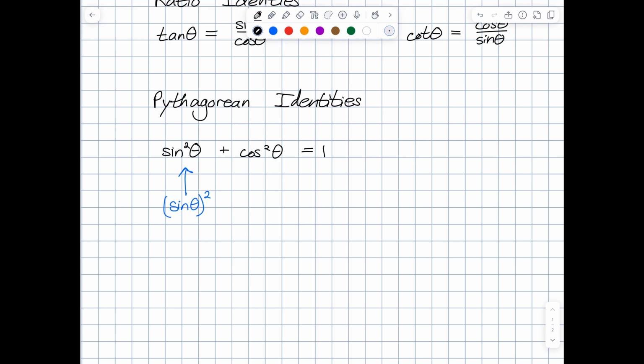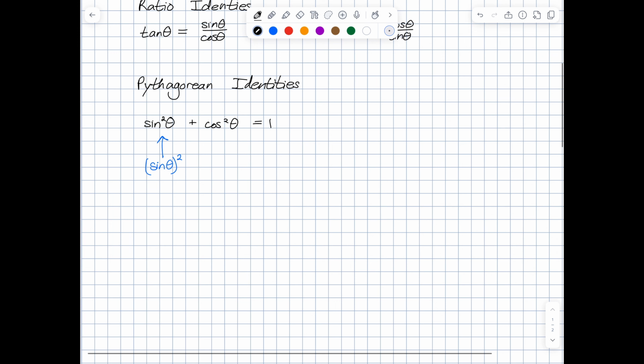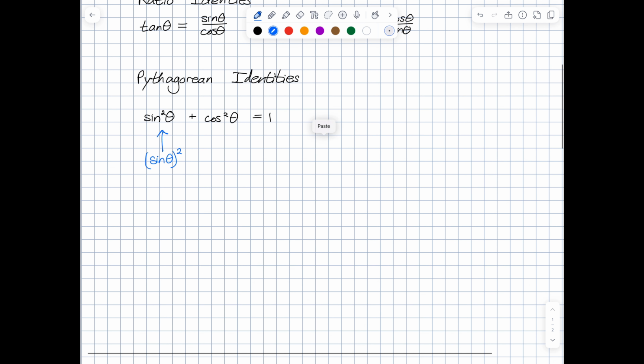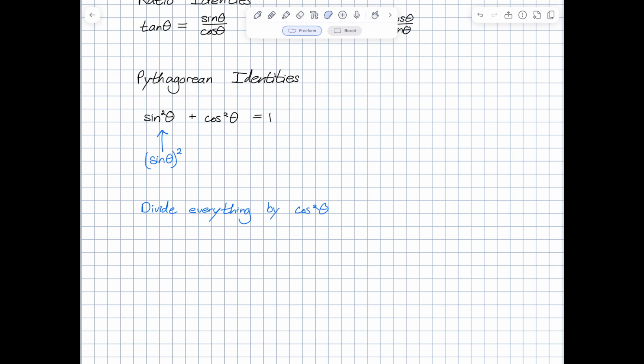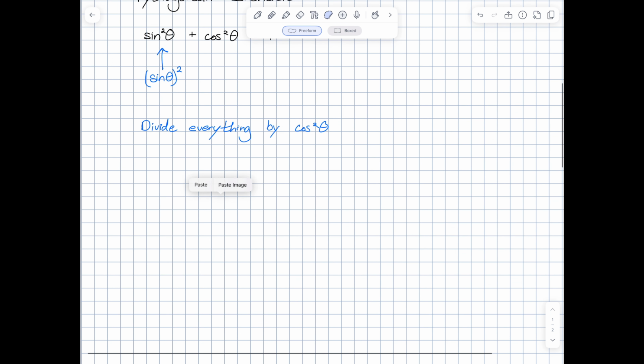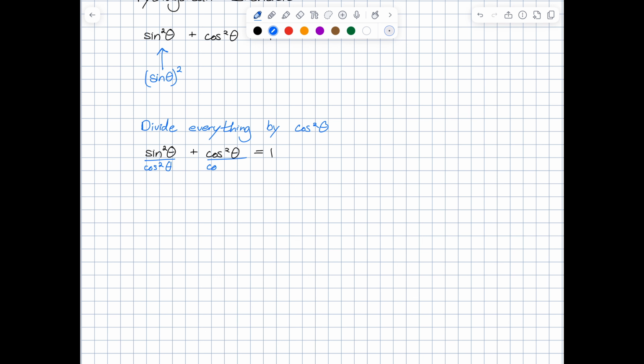So we're going to do 2 different things. The first thing we're going to do is divide everything by cosine squared. So we're going to take our original Pythagorean identity, put it there, and then divide everything by cosine squared. And once we do that, we're going to simplify.